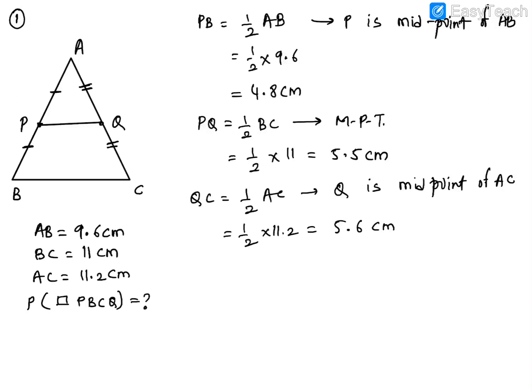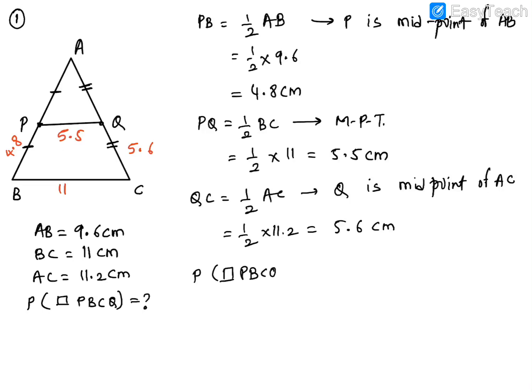Okay, so we have got the measurements now. I'll just put all of them on the diagram now. So PB we got as how much? 4.8. PQ we got as 5.5. CQ we got as how much? 5.6. And BC is already given to us as what? 11 centimeter.